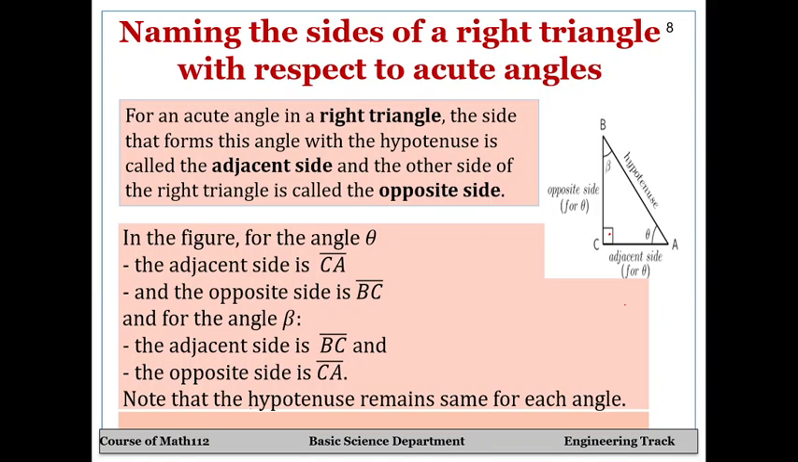Okay, here is what I told you. It's written here: for theta, CA is the adjacent side and BC is the opposite side. For beta, the adjacent side is BC and the opposite side is CA. And the hypotenuse remains the same for each angle, so we don't call it opposite side or adjacent side. We just call it hypotenuse. It's out of our list of adjacent or opposite.